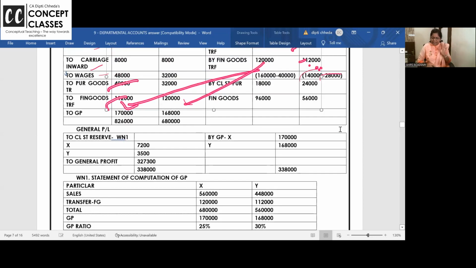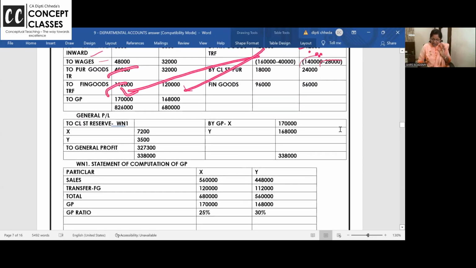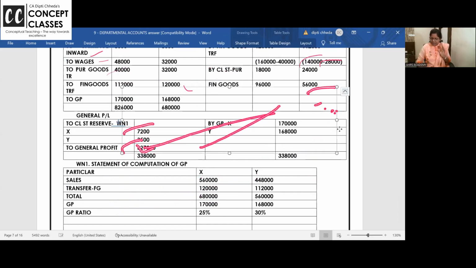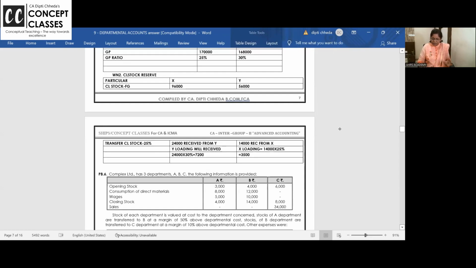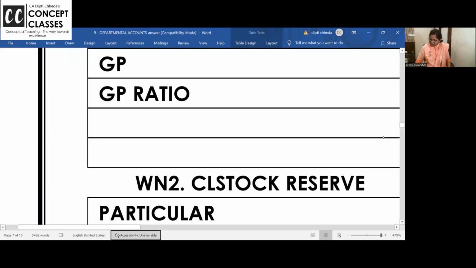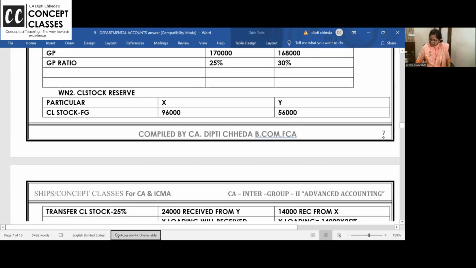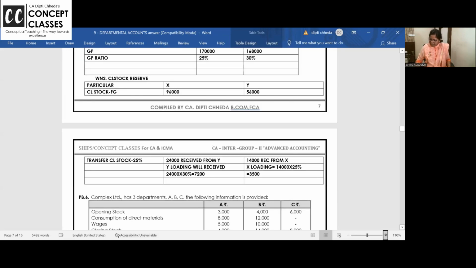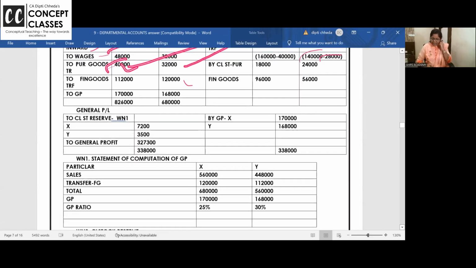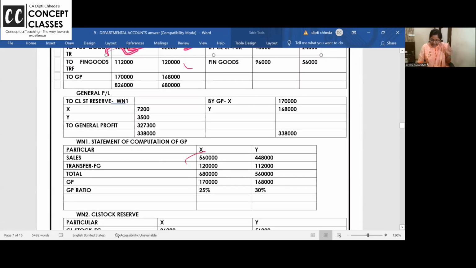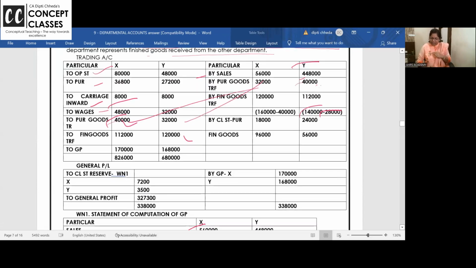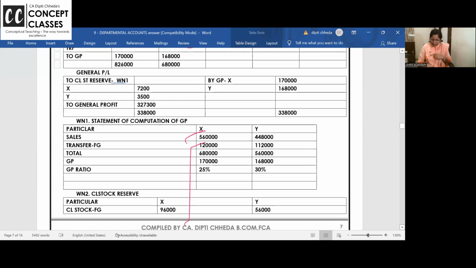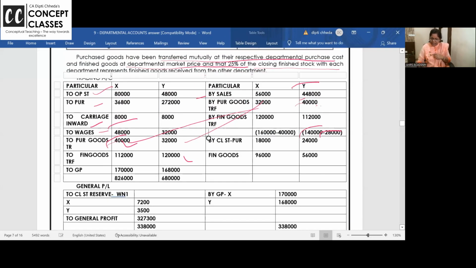एक ही डिपार्टमेंट का करते हैं. X. X is saying our sales is 560. Yeah, look at the screen. X is saying my sales is 560. My transfer to Y is 120. Look here which transfer I have taken. ये 560 है. Sales 560 or transfer 120.